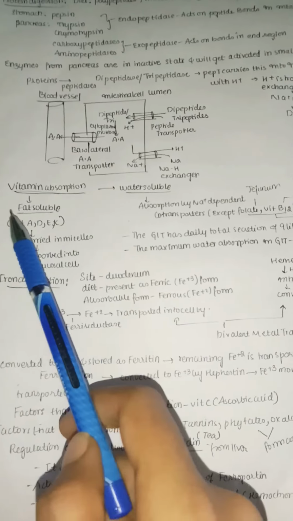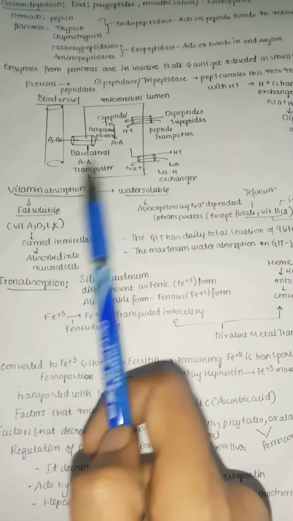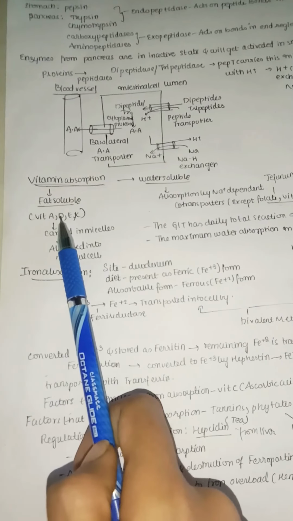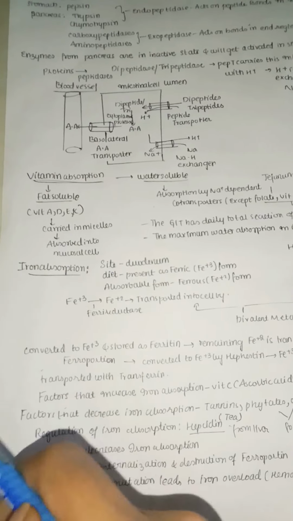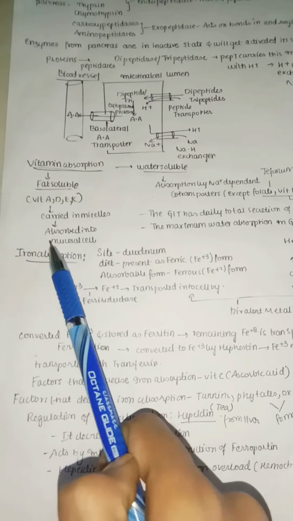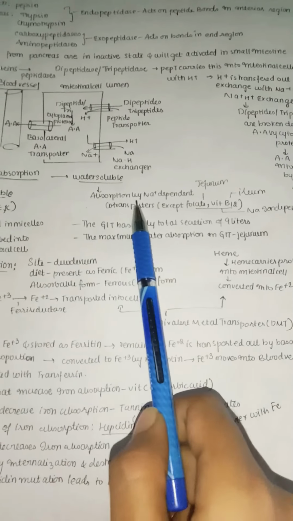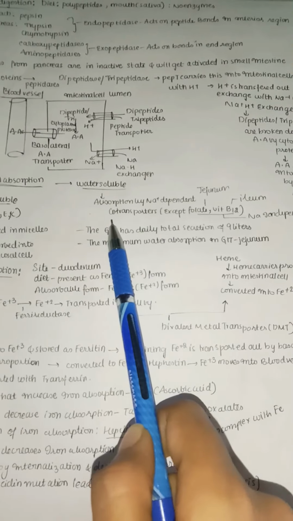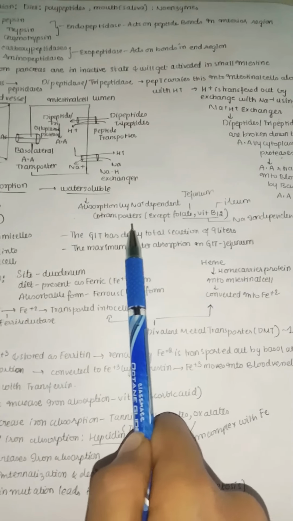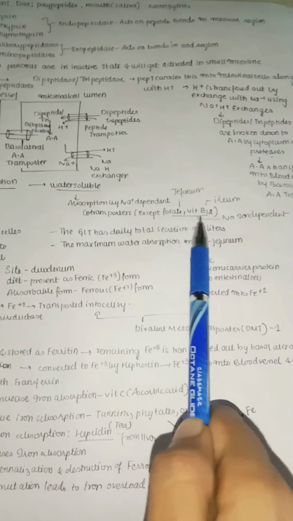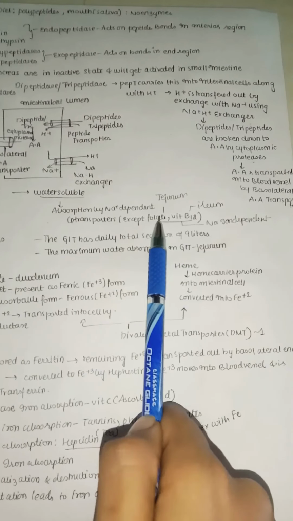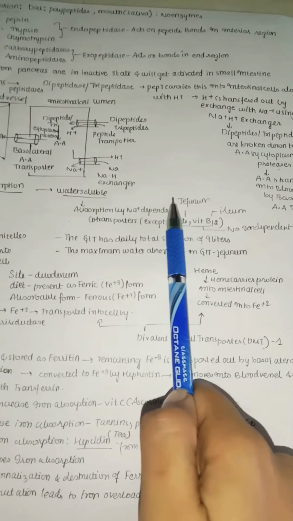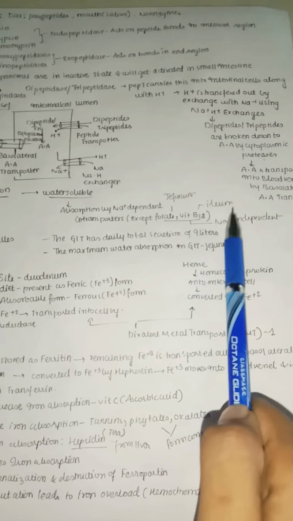For vitamin absorption, we have two types of vitamins, fat soluble and water soluble. Fat soluble vitamins like A, D, E, K are carried in the form of micelles, as we already discussed in fat digestion, and are absorbed into the mucosal cell. Whereas the water soluble vitamins are absorbed by sodium dependent co-transporters, except folate and vitamin B12, because they are sodium independent. Folate is absorbed in the jejunum, and vitamin B12 is absorbed in the ileum.